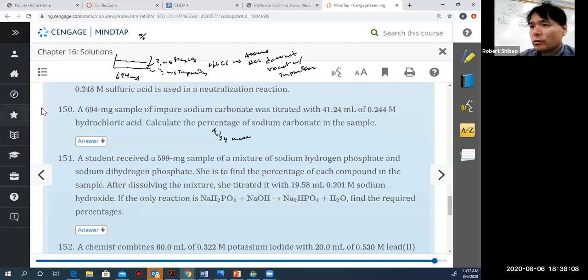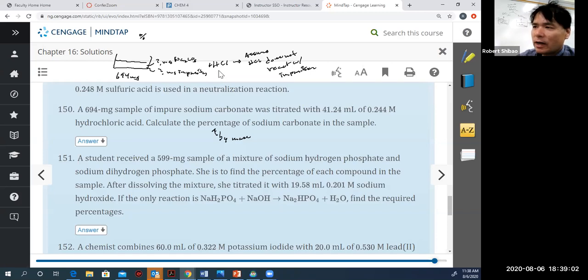All right, so since I didn't record this, we're working on number 150, a 694 milligram sample of impure sodium carbonate. So 694 milligrams means there's some milligrams of pure sodium carbonate plus some milligrams of impurities, and that's going to total up to 694 milligrams. When we add HCl, hydrochloric acid, we have to assume that the impurities do not react. The impurities might be something inert to HCl, like sodium chloride, table salt, which is not going to react with HCl, or sodium iodide, something where we don't have any driving force for reaction.